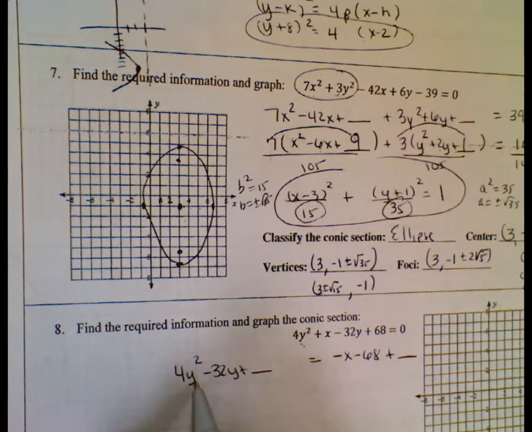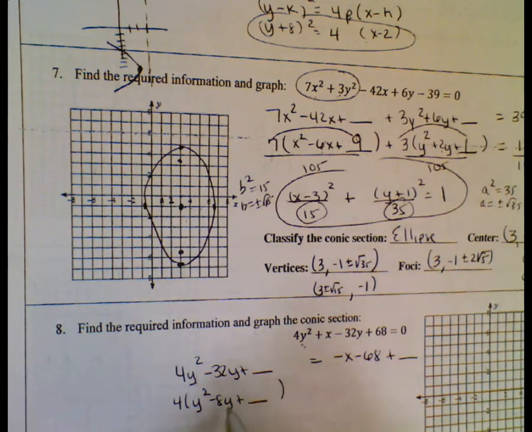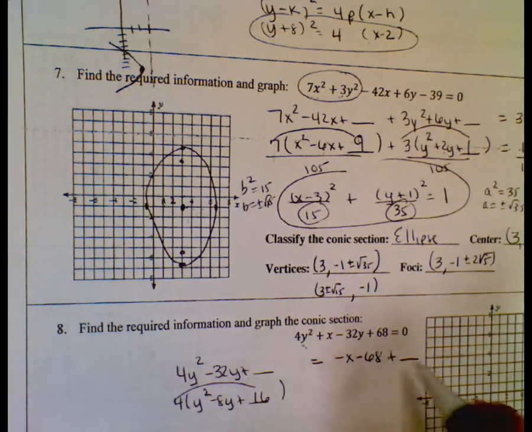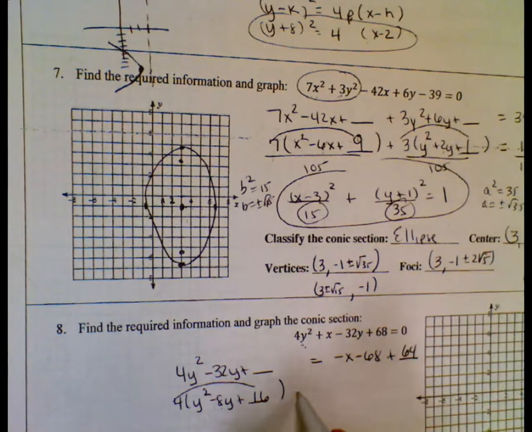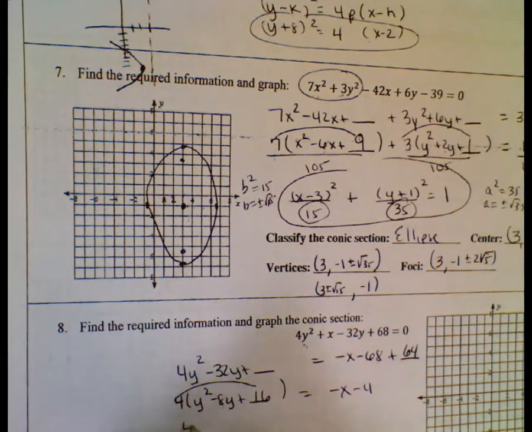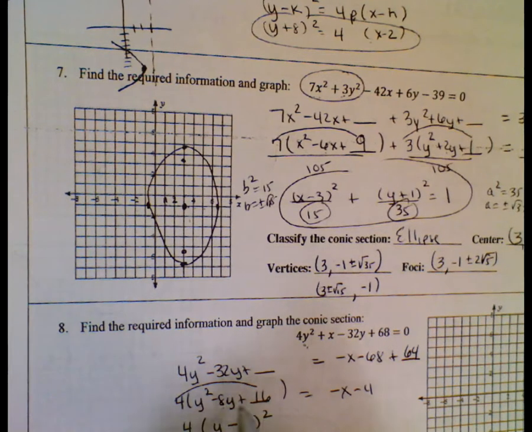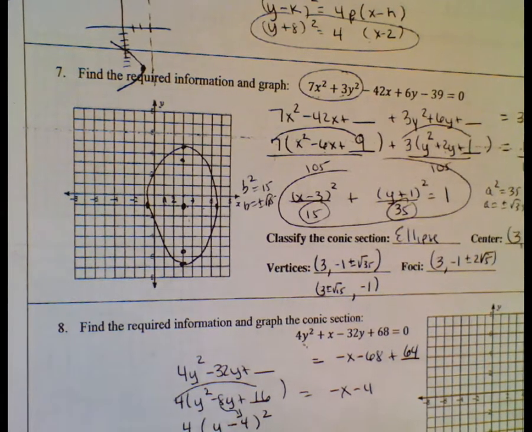Now you're not allowed to complete the square if there's a number other than 1, so we're going to factor a 4 out. Half of 8 is 4. 4 squared is 16. And we're adding 64 to the other side. So it looks like this. So on this side, we have 4 times y minus 4 squared. That's half of -8 right there.